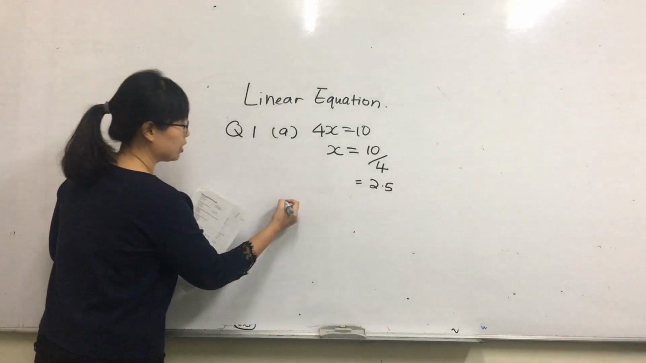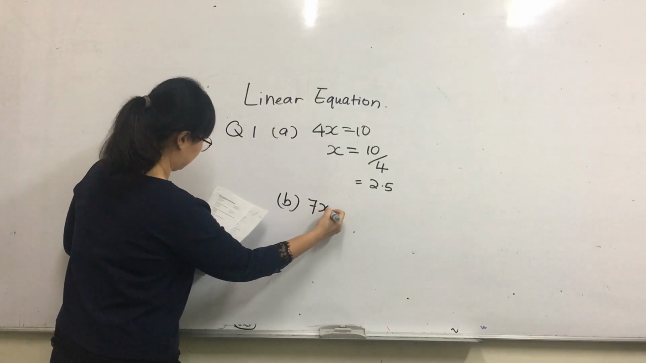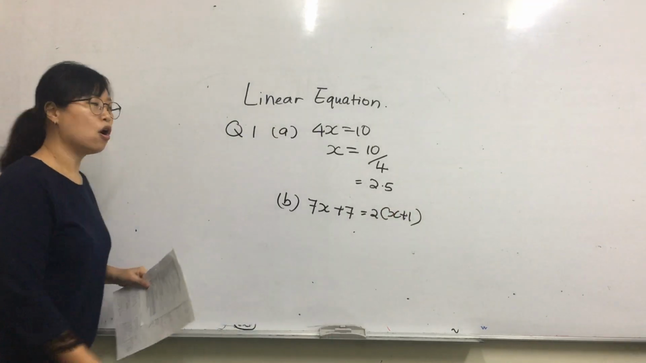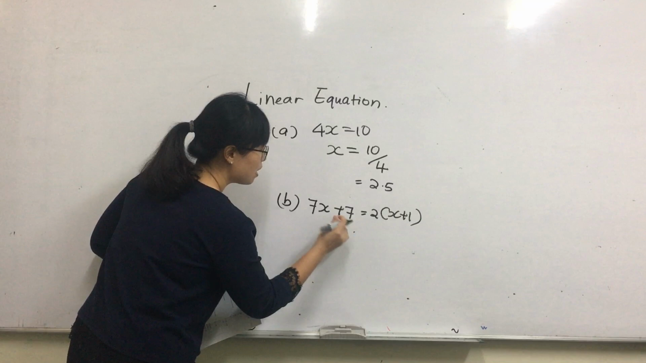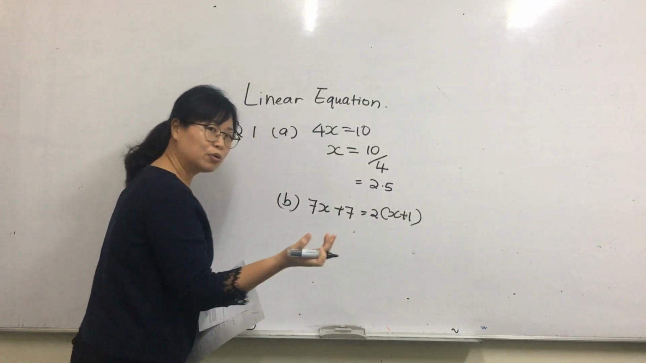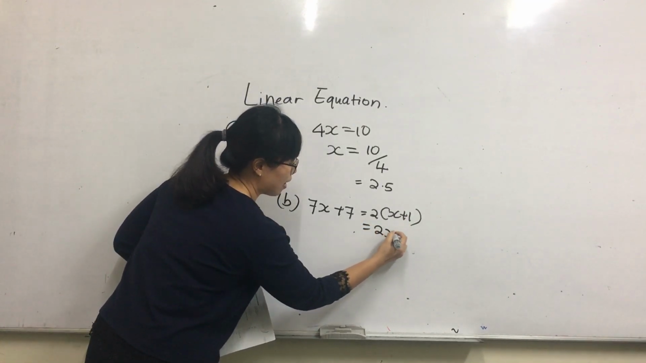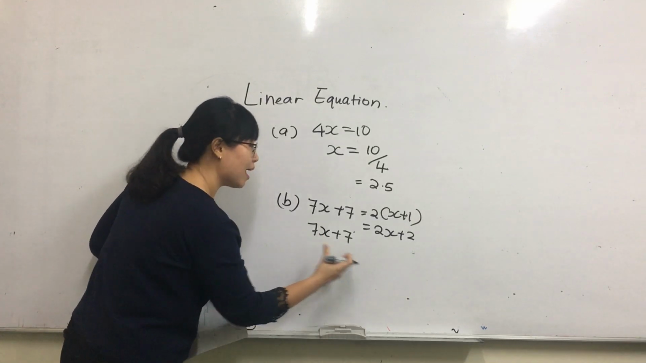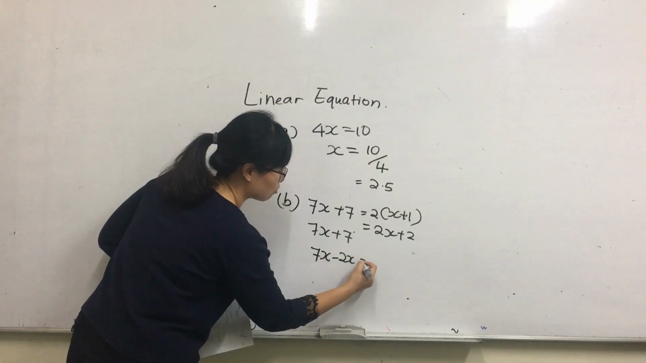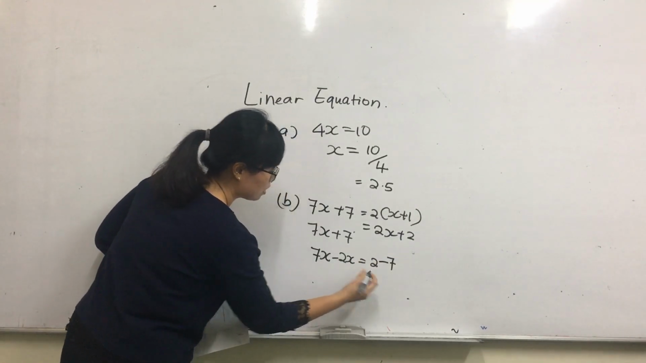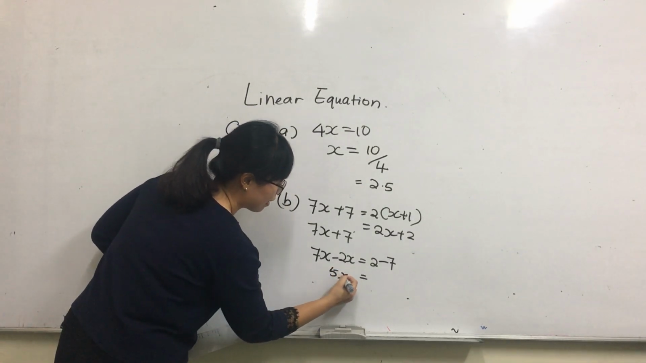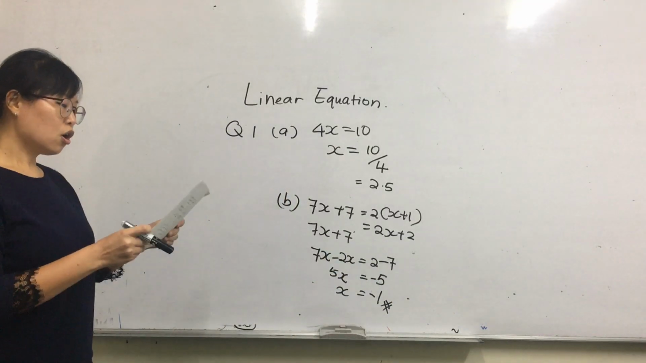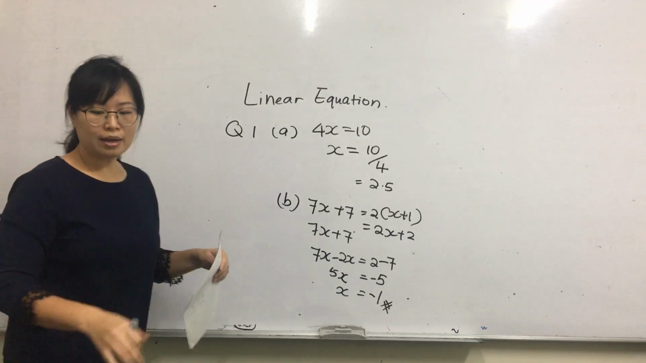Let me give you another question, B: 7x plus 7 equals 2x plus 1. How are you going to find your x here? Simple. First you have to remove the brackets. Then you move the x terms to one side and the numbers to the other side. So 7x minus 2x equals 2 minus 7. Here you get 5x, and here you get negative 5. So x is negative 1. Okay? Continue with the questions, do until question G.